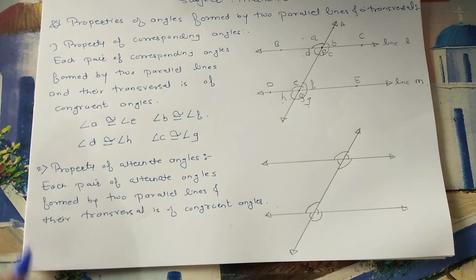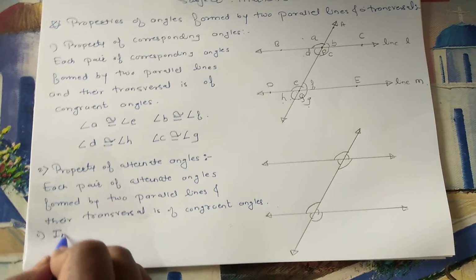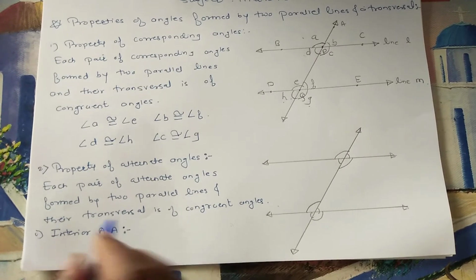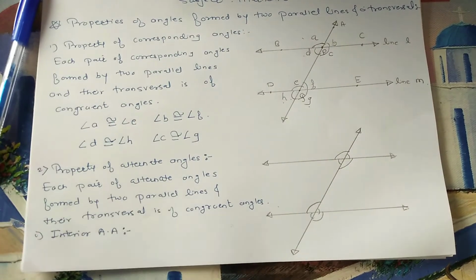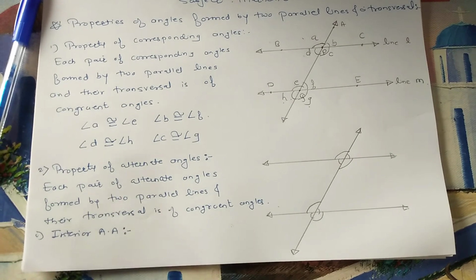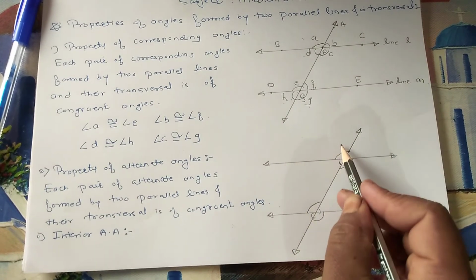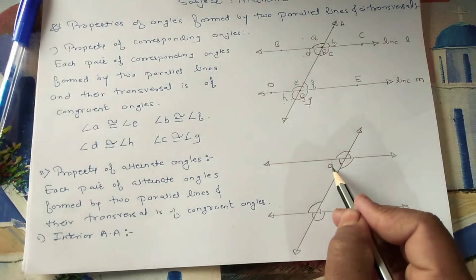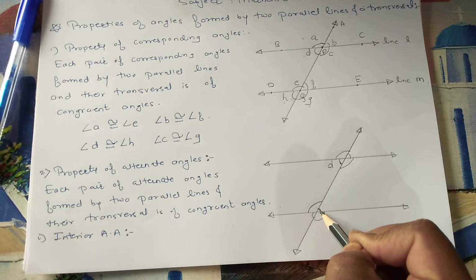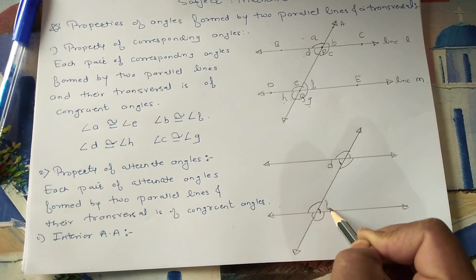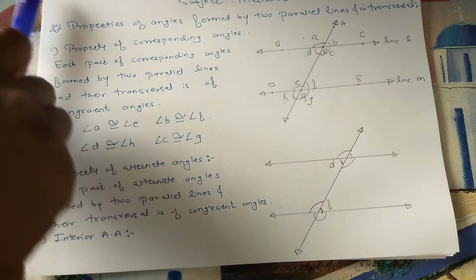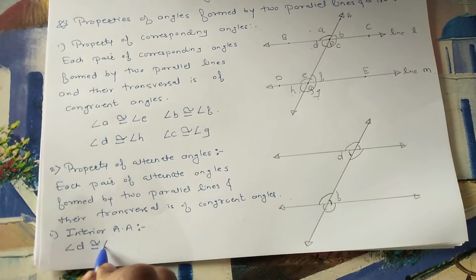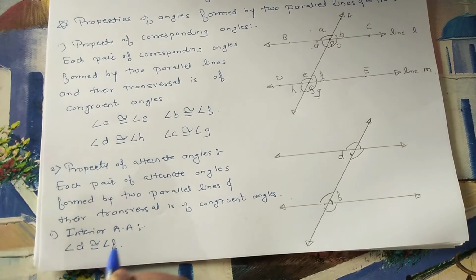Now first we study the interior alternate angles. Which are the interior alternate angles? Here, if you observe, here is angle D, and its opposite interior angle is at this position, F. So the first interior alternate angle pair is angle D, which is congruent with angle F.